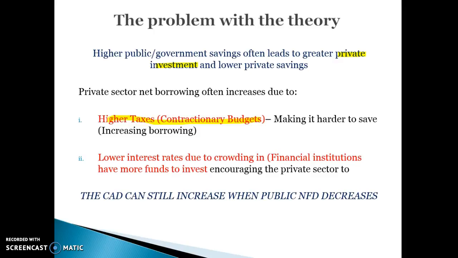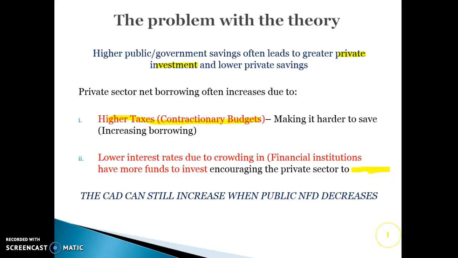The other thing is that budget surpluses generally lead to lower interest rates because of the impact of crowding in. Now that the government has become a net lender to the banks, the banks are more liquid and have more liquidity, and therefore are able to lend to people at lower interest rates. So the lower interest rates due to crowding in basically encourages the private sector to borrow.